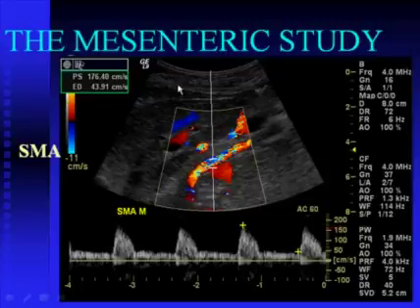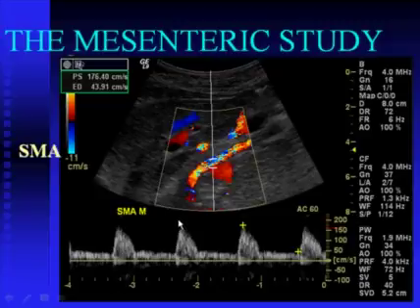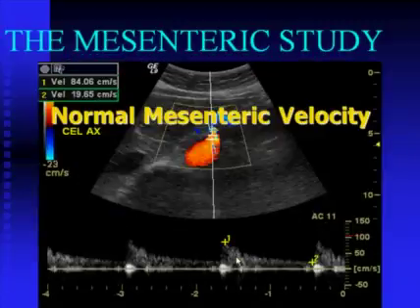You can then follow, as I say, in long axis the superior mesenteric artery out parallel to and atop the abdominal aorta into the proximal segment, and again see that same type of waveform with a good systolic upstroke but very minimal end diastolic flow in this particular case throughout its course.